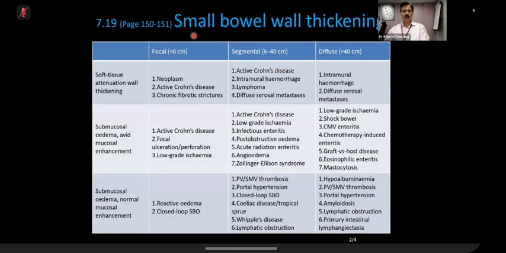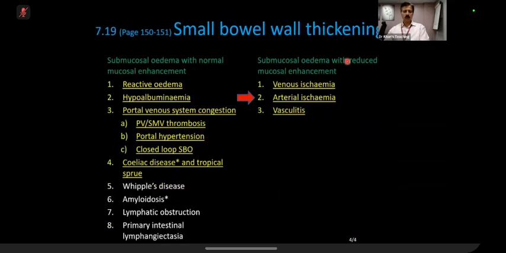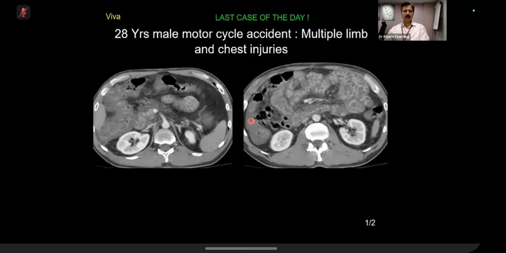And this is from your Chapman, small bowel wall thickening divided into 3, less than 6 to 40 and more diffuse. So have a look at this one also. This one is a slam dunk. You have already covered it. You have seen similar cases, which is pneumatosis because of small bowel ischemia, portal vein gas.